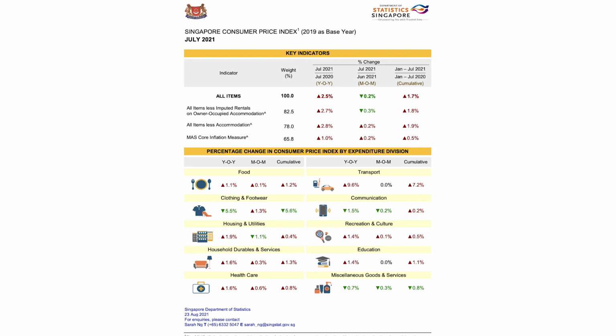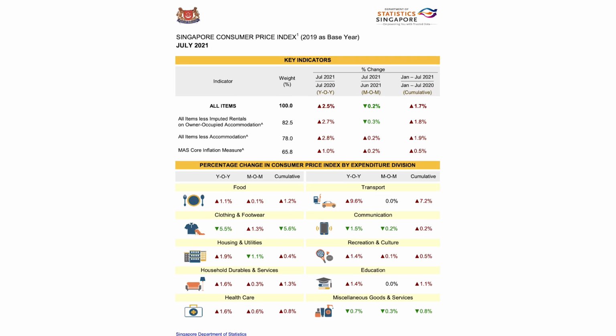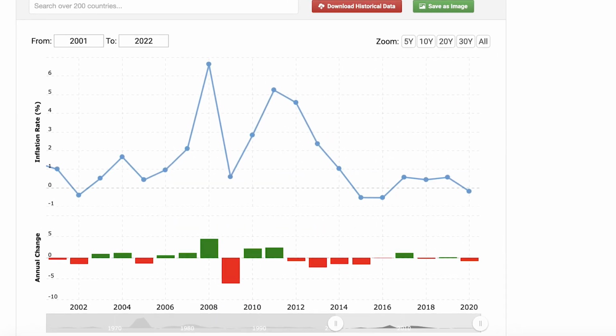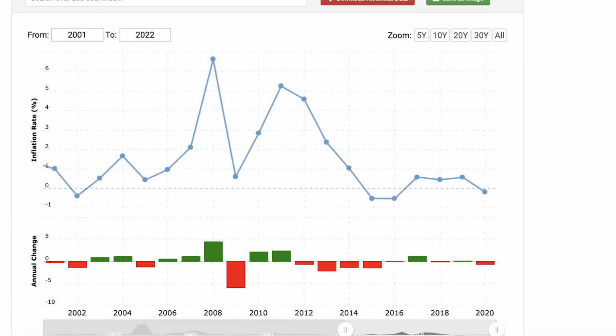And in my personal experience, the CPI, Consumer Price Index, is just a guideline. The actual rates tend to be higher than it is. If you look at historical inflation rates, Singapore averages an inflation of about 2% a year.